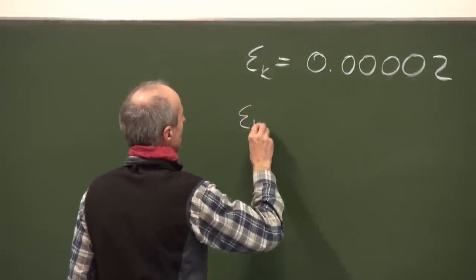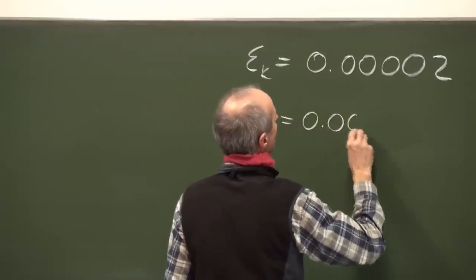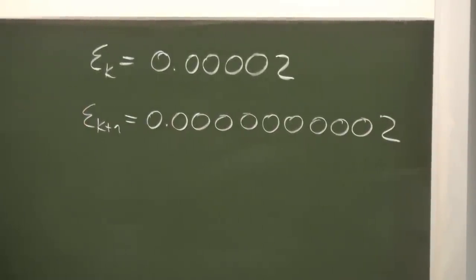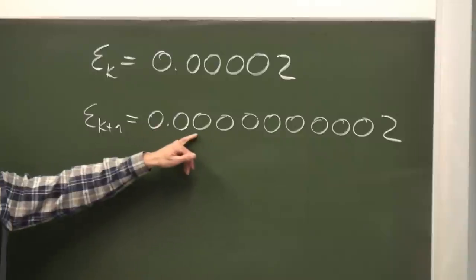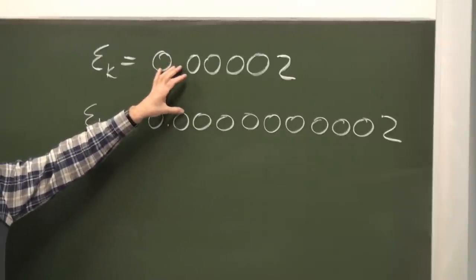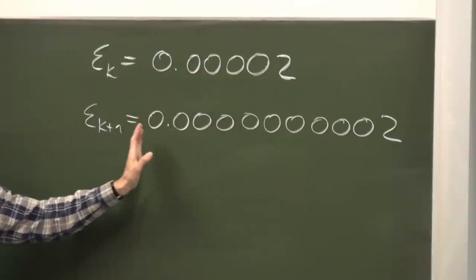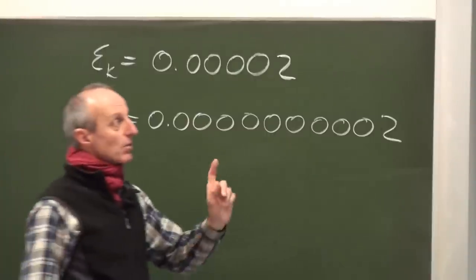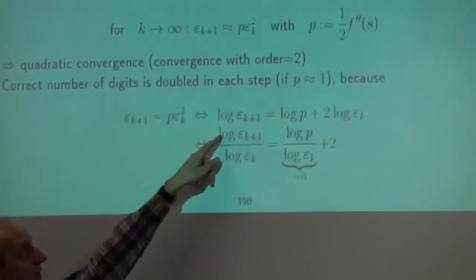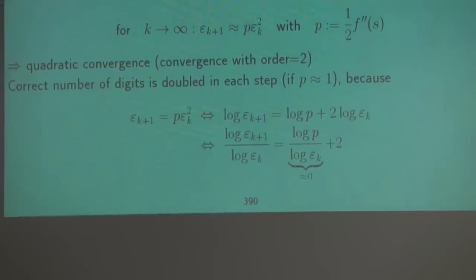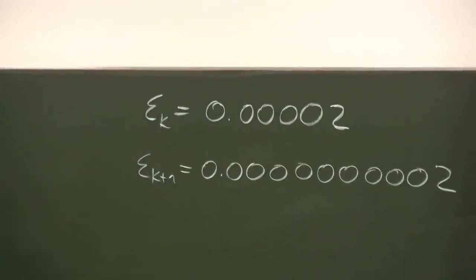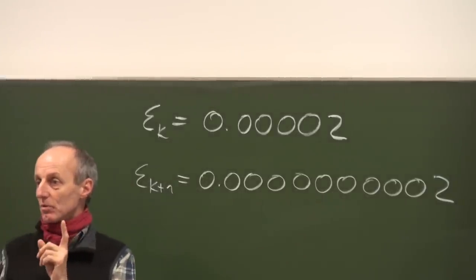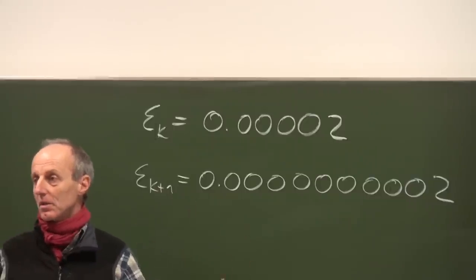Now let's take epsilon k plus 1 equal to 0. So now we have 10 zeros. So now the log is about minus 10. Okay, we have minus 10, minus 5. So the log increases by a factor of 2 if the number of digits doubles. And that's what we have shown here: the ratio of the logarithms is 2. That means from one step to the next, in our convergence procedure, the number of correct digits after the comma doubles. That's the property of quadratic convergence.